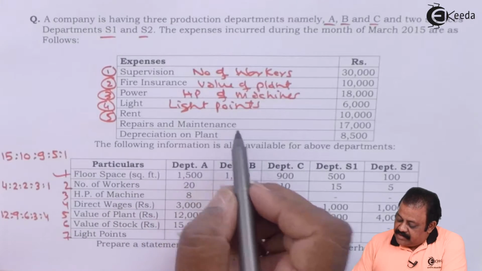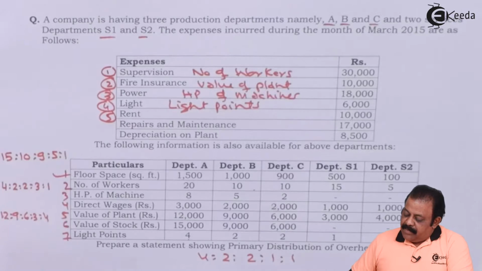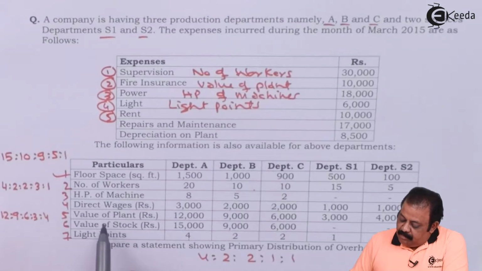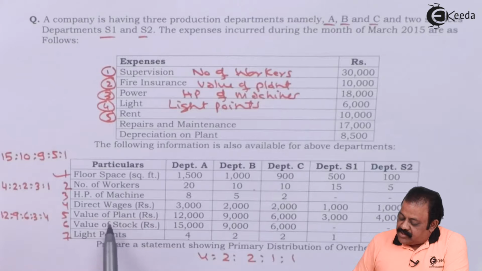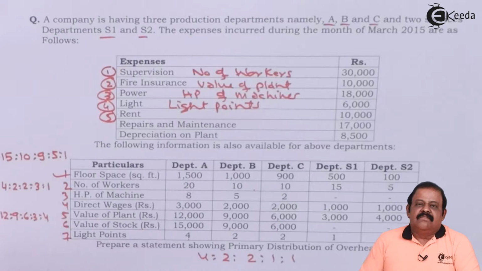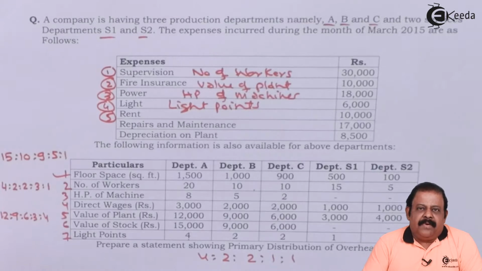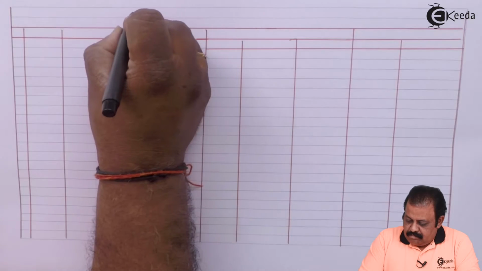Repairs and maintenance. Repairs and maintenance will be of plant, so it will be based on the value of plant. Depreciation on plant, it will also be based on value of plant. Let us prepare the statement.